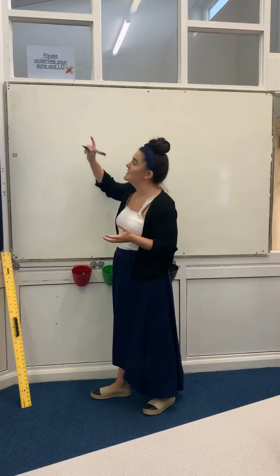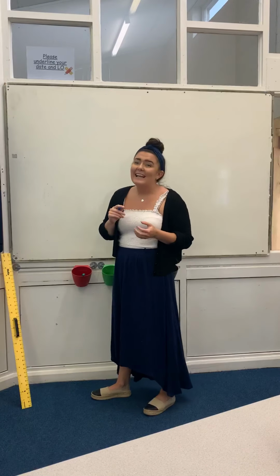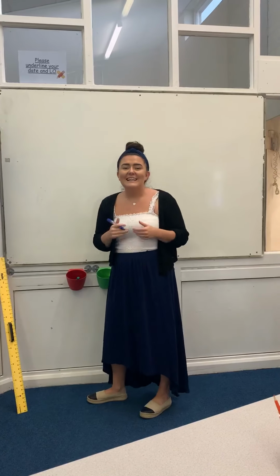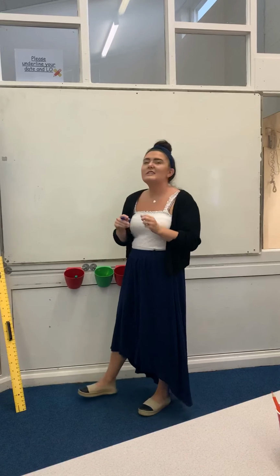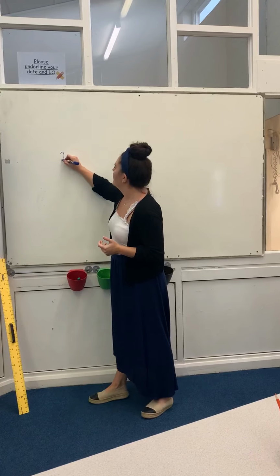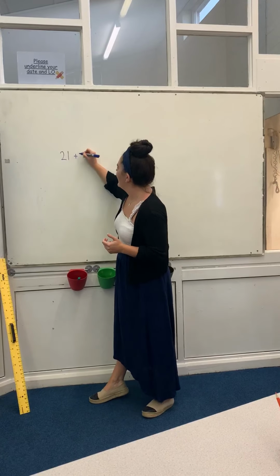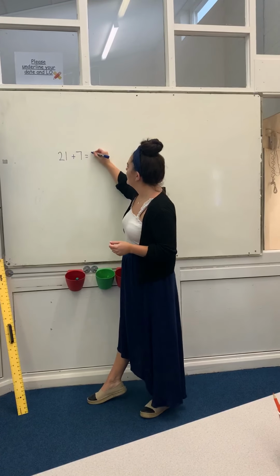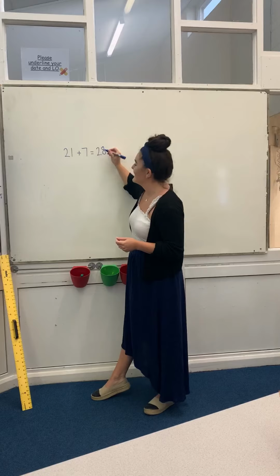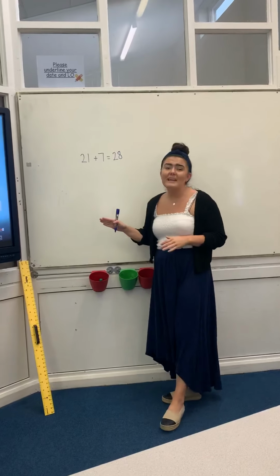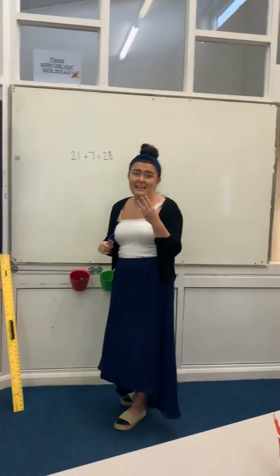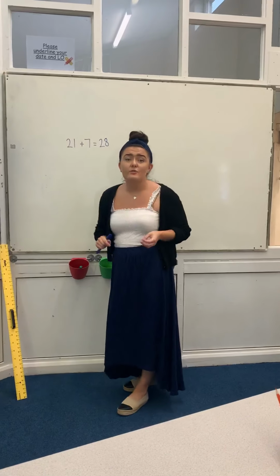So let's start first of all with addition and subtraction. In each, we've got 2 addition and 2 subtraction. So we're going to start off with 21 add 7 equals 28. So we know that's 1 addition done. I've given you that one. From this, we can work out 3 other calculations, another addition and 2 subtraction.